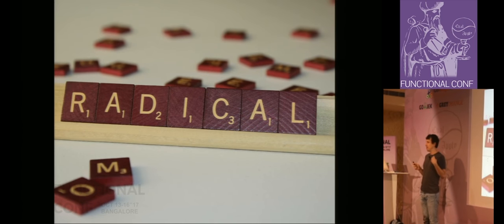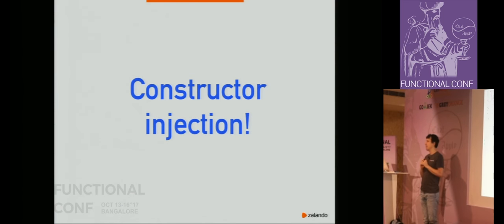Let's try to go back to what it means to do constructor injection, and let's start to build something from this, because constructor injection is actually quite nice. You need something, you just inject it in your component using the constructor, and that's it. And what's missing? If you just use constructor injection, what could be missing from it?